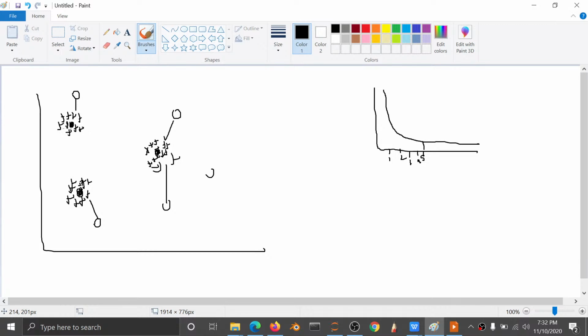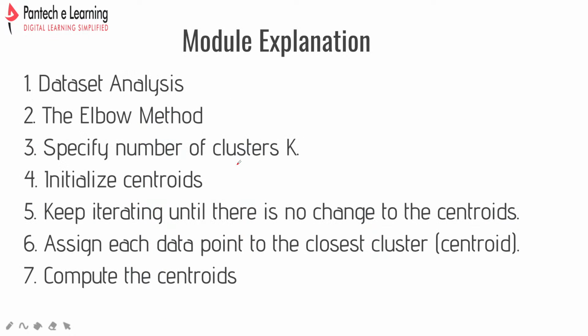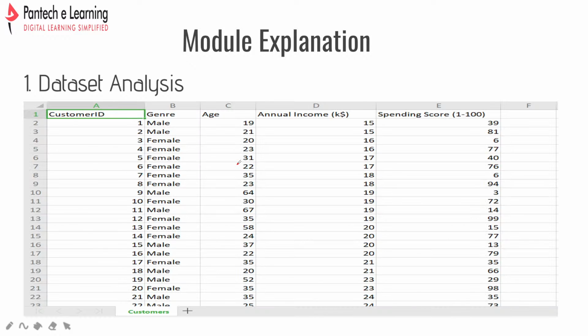Based on this only we are going to predict them. In total I am having 3 clusters in my output result. So this is the use of the centroid. I will tell you in detail in the technical session. So these are the steps we are going to see. First we analyze the data set, next we use the elbow method to specify the number of clusters, initialize the centroids, and keep iterating until there are no changes to the centroids, assigning each data point to the closest cluster and computing the centroid. Just remember this model. We are going to do it in our technical session.